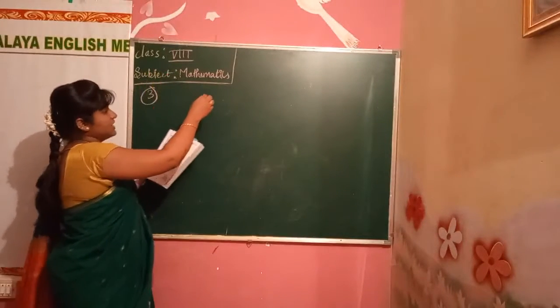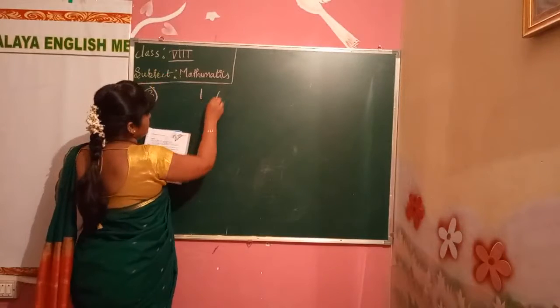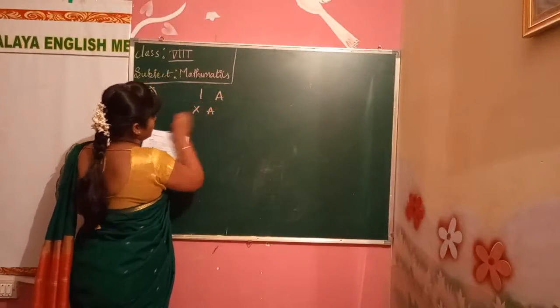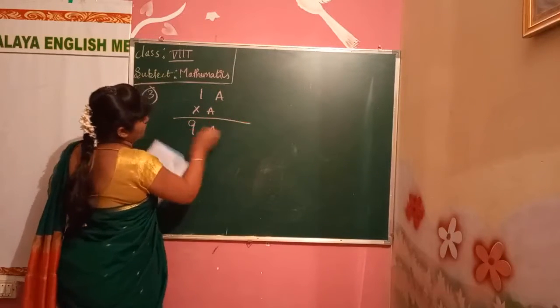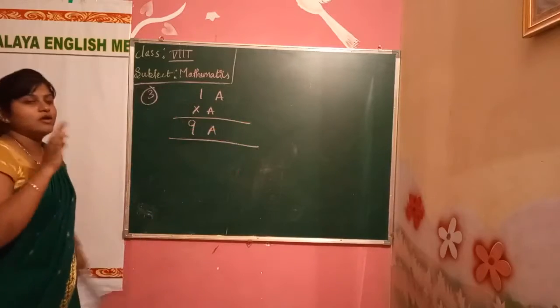Multiplication now. We did addition, now multiplication. 1a into a down 9a. Okay, they are telling to find out only a.